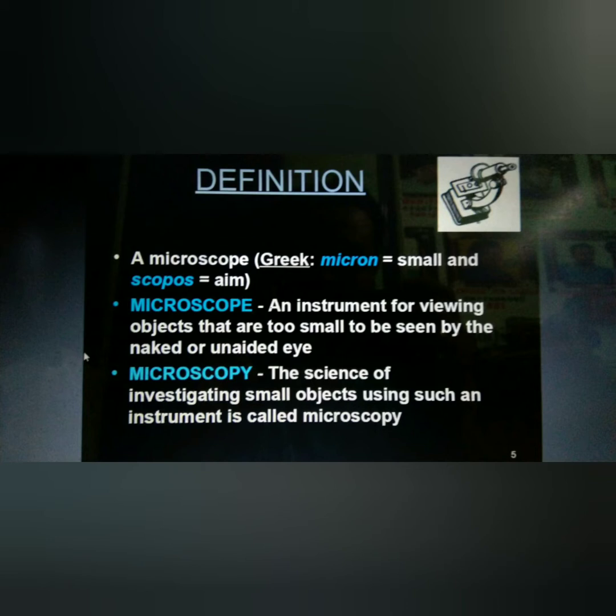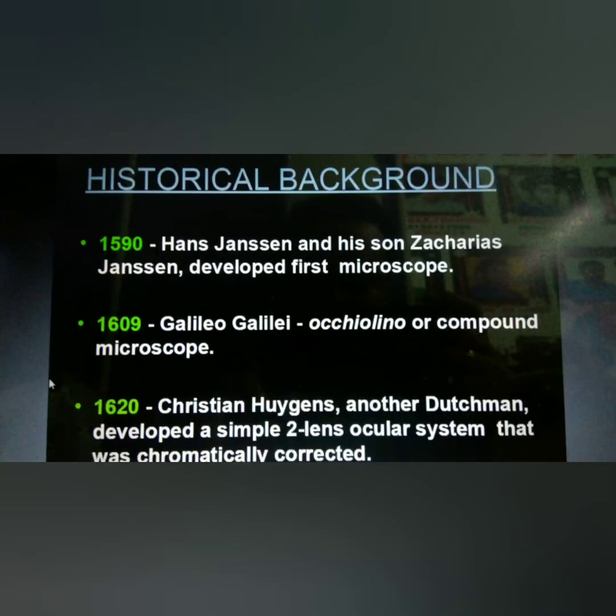Next, the definition of microscope. Microscope comes from the word micron, meaning small, and scopus, meaning aim. So an instrument for viewing objects that are too small to be seen by the naked eye is called a microscope. So what is microscopy? The science of investigating small objects using such an instrument is called microscopy. Right, students?